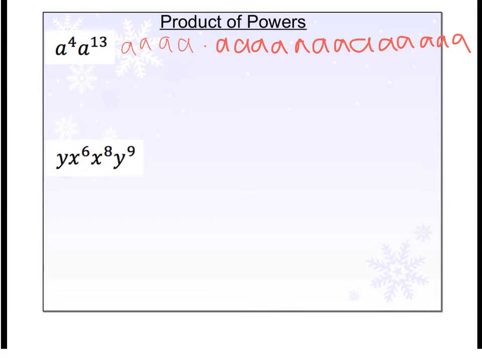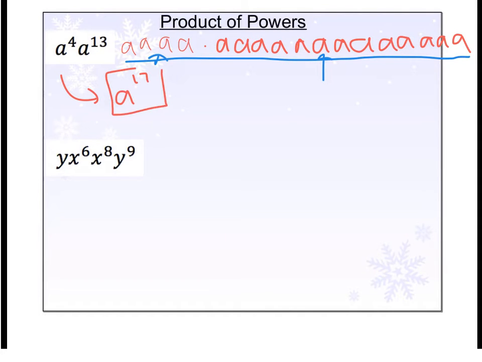so I wrote it out the long way. So now if I wanted to simplify this, all I would do is I would take all of the a's I have written here, and I would put them together. So if I had 4 a's initially right here, and then I had 13 more a's that I multiplied by, all together, I'm multiplying by 17 a's. The way I show that is as a to the 17th power. So that is how I would write a to the 4th times a to the 13th in the simplest way.